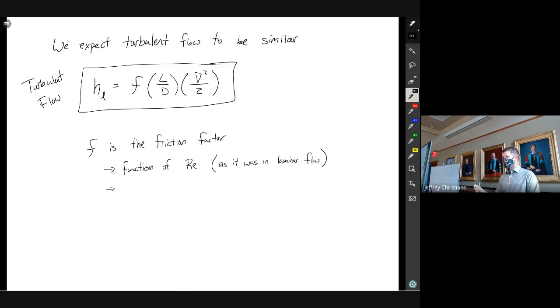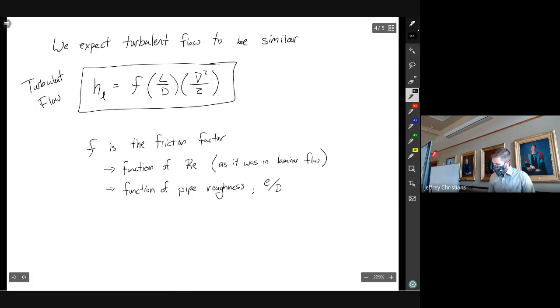It's also going to be a function of how rough your pipe is. Again, maybe isn't super surprising that the pipe roughness is going to contribute to friction. We're going to describe that as the roughness over the diameter. So this is pipe roughness over pipe diameter. So kind of a relative roughness.